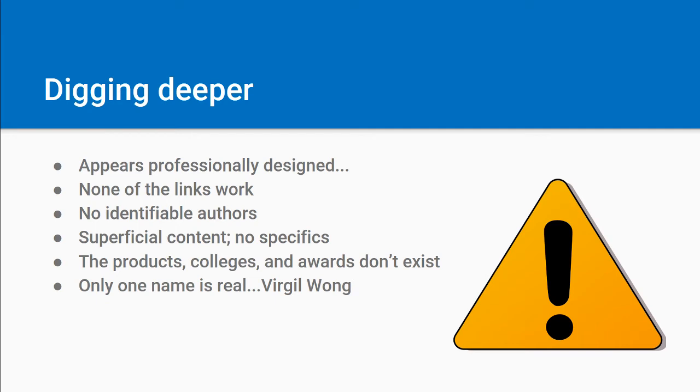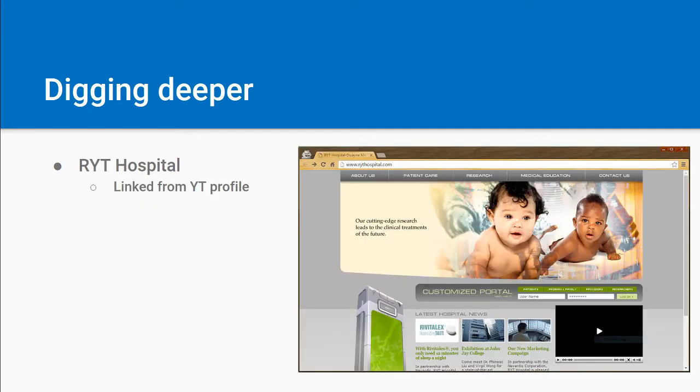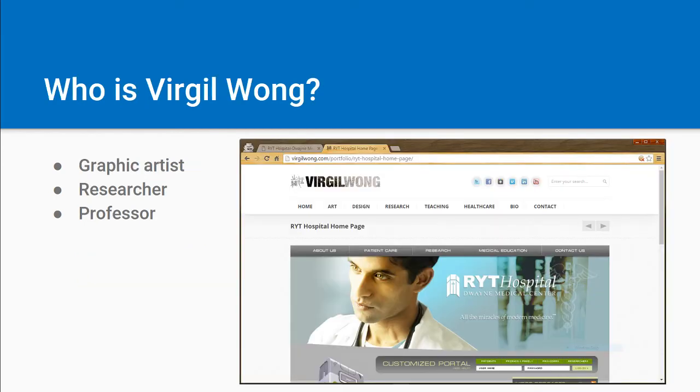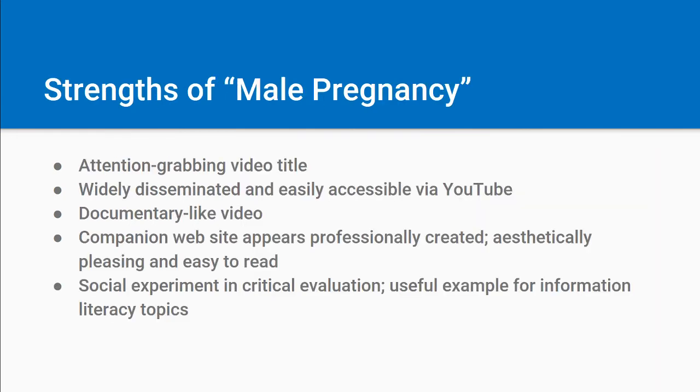There were no specifics. When I started to Google some of the things I saw, such as Revitalex, John Jay College, Phineas Liu, Virgil Wong, I noticed that the products, the colleges, and awards don't exist, but there was a real name, Virgil Wong. So we dug a little deeper and tried to figure out who this Virgil Wong is. Well, who is Virgil Wong? Virgil Wong can be found at virgilwong.com. He's a graphic artist, a researcher, and a professor. And it turns out that RYT Hospital was a social experiment.